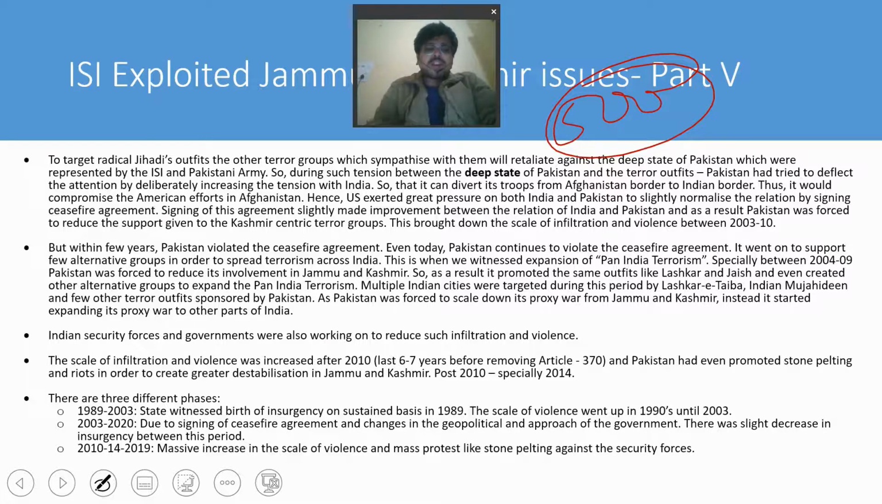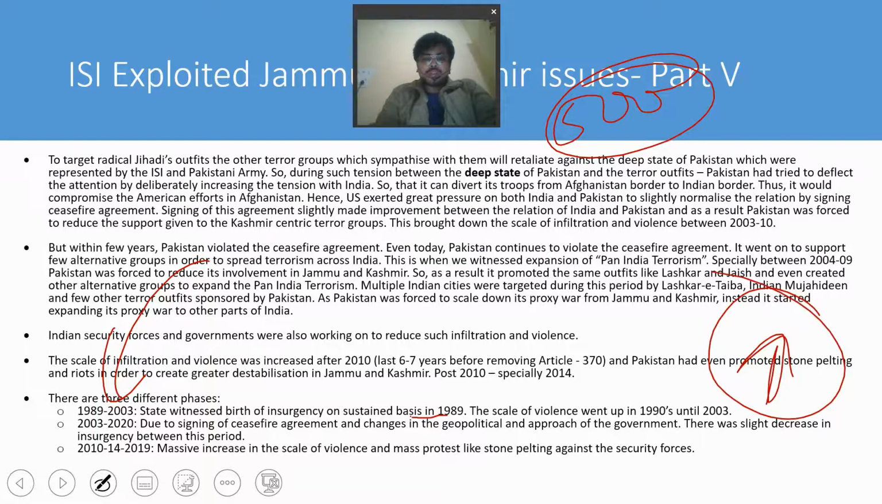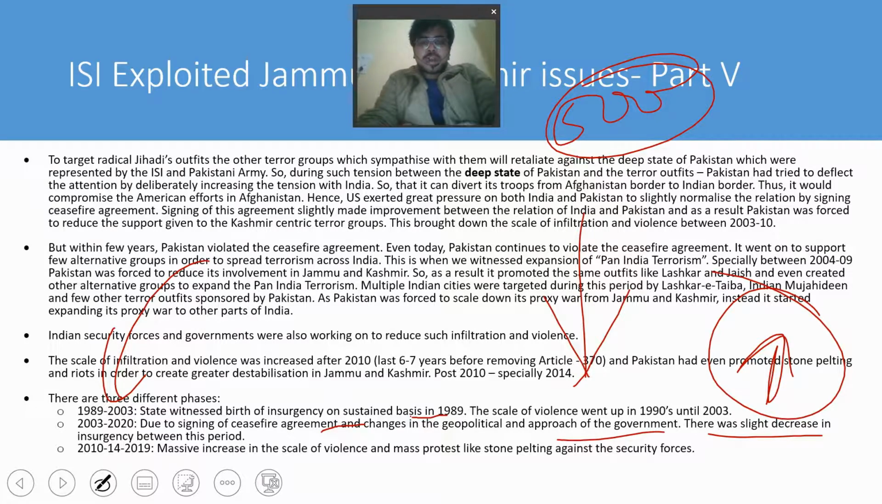So there are three different phases in our Indian history. One is 1989 to 2003. The state witnessed the birth of insurgency on a sustained basis in 1989, and the scale of violence went up from the 1990s to 2003. Then 2003 to 2020: due to the signing of the ceasefire agreement and changes in the geopolitical approach of the government, there was a slight decrease in the insurgency during this period, and they started to attack military officials.